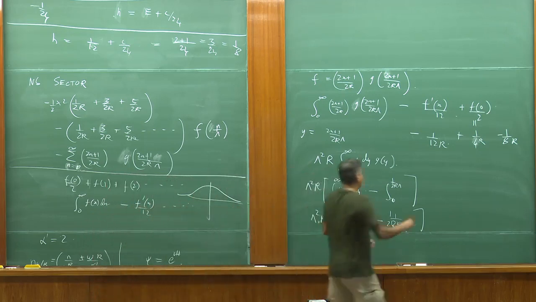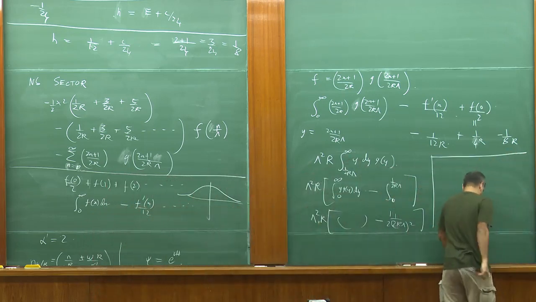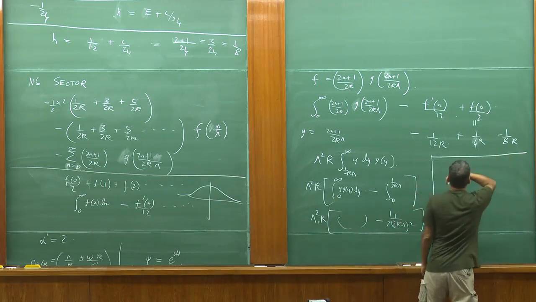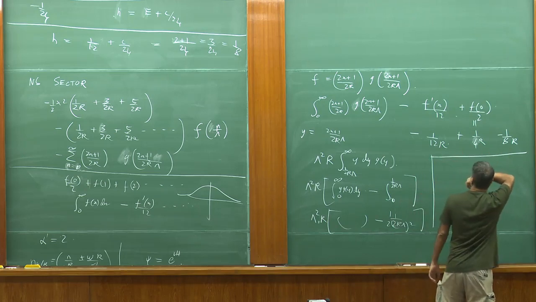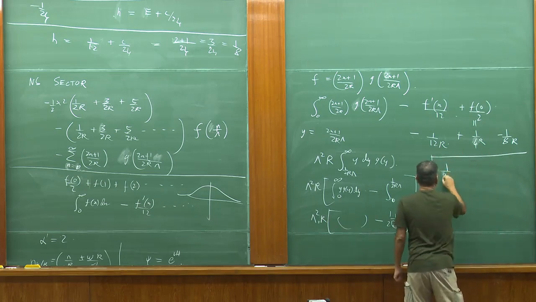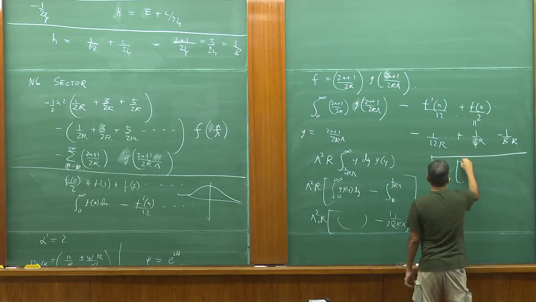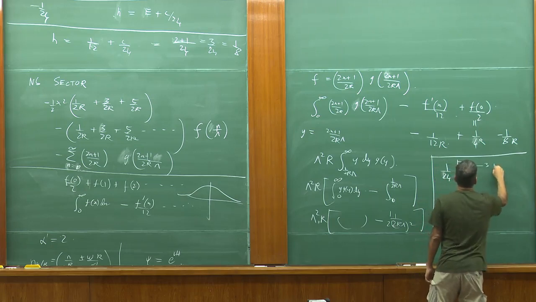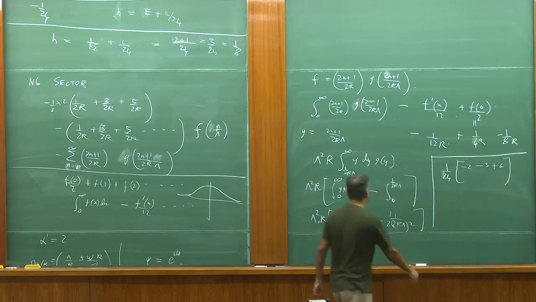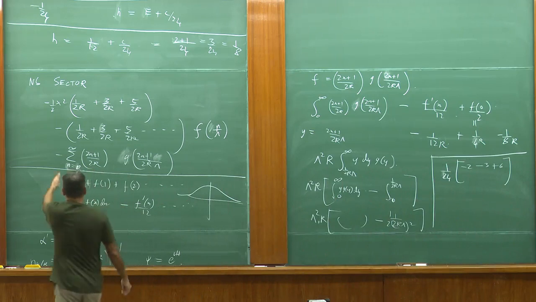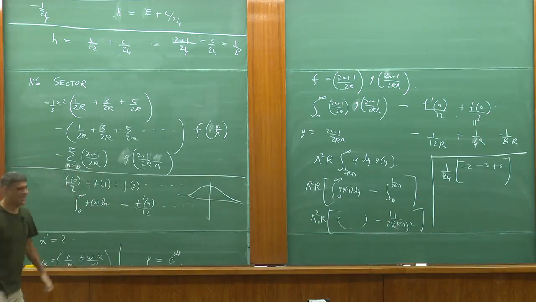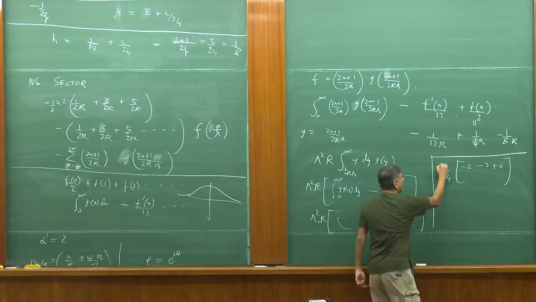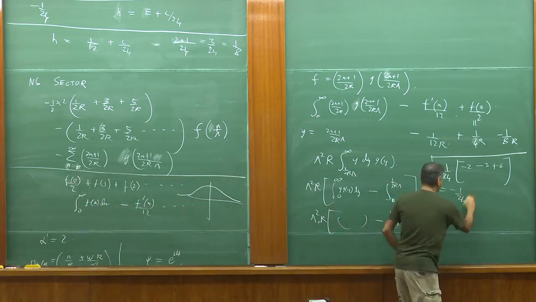OK. Let's work out what we're getting. So we get, I suppose the LCM is 1 by 24 into minus 2 minus 3 plus 6. But there was an overall minus. In all these calculations, I've not taken the overall minus into account. So it's minus, so you get minus 1 by 24. Amazing.